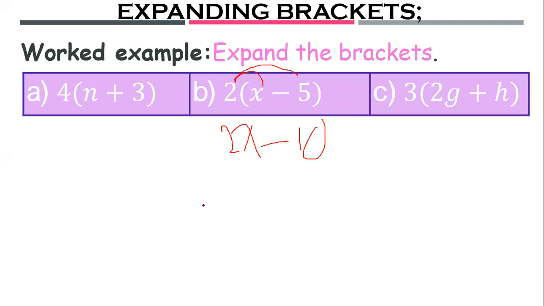Mansoor, the last one, C. 3 times 2g, which is 6g, and plus 3h. That's 3h. Excellent job, Mansoor. So this is 3h. Okay, now let me see the chat. 3h, correct, all of you. Now Jad, the next one, you're going to do it. Just let me move to the next one.